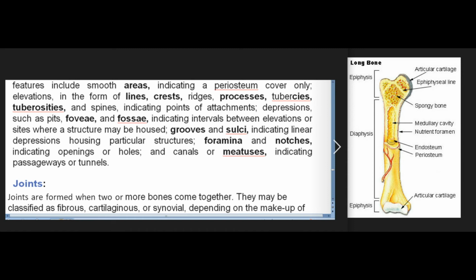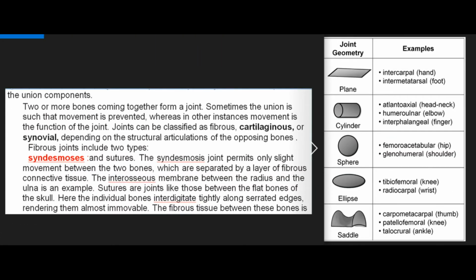Joints. Joints are formed when 2 or more bones come together. They may be classified as fibrous, cartilaginous, or synovial, depending on the makeup of the union components. 2 or more bones coming together form a joint. Sometimes the union is such that movement is prevented, whereas in other instances movement is the function of the joint. Joints can be classified as fibrous, cartilaginous, or synovial, depending on the structural articulations of the opposing bones.